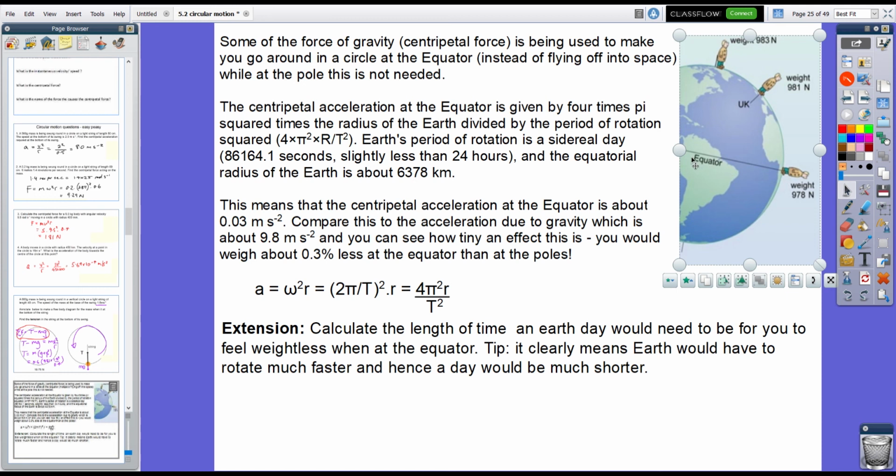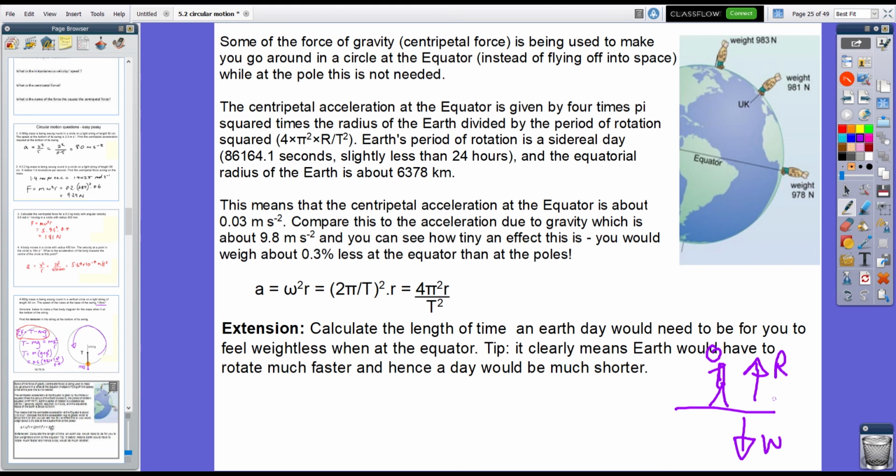Normally when you would draw this, you'd draw a simple diagram. If you think of someone standing here, you would expect to draw them with weight and a reaction force. And we'd normally just say, for all intents and purposes, the R and the W are the same if you're stationary, if you're not accelerating.